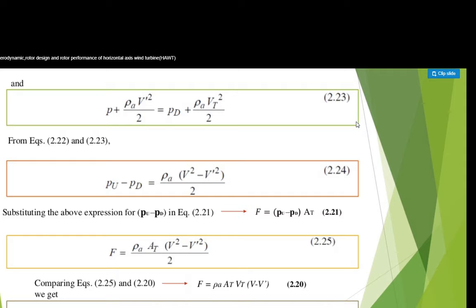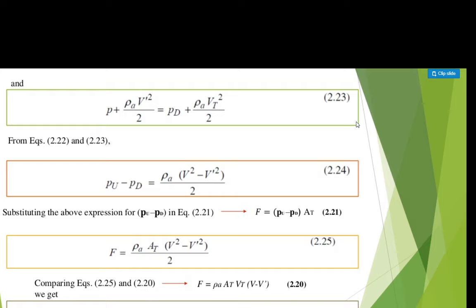Again, aerodynamics, rotor design and rotor performance of the horizontal axis wind turbine. We know that according to Bernoulli's equation, at the inlet conditions we have pressure energy and kinetic energy, and the other is the exit section. We accumulate the total energy. So Pu minus Pd is equal to rho A (V square minus V dash square) by 2.